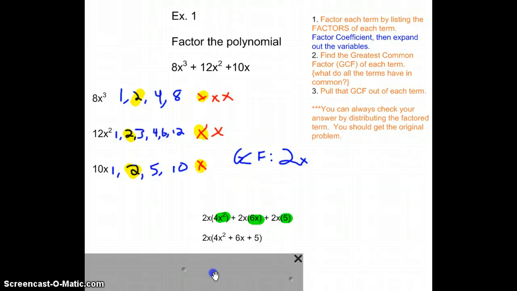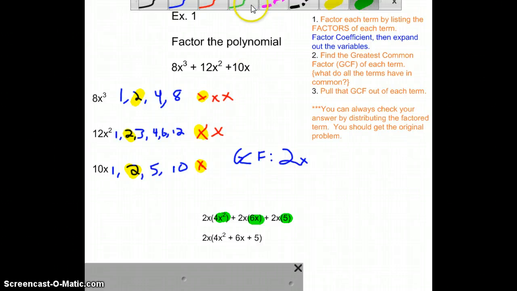Okay? And we can check our answer if we did distributive property here. We should end up with where we started, 2x times 4x squared. Well, 2 times 4 is 8.